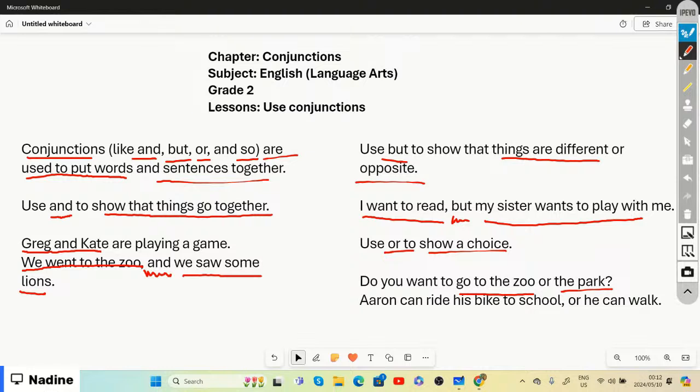Another example is where we say Aaron can ride his bike to school or he can walk. So Aaron also has a choice to ride his bike to school or he has a choice to walk.